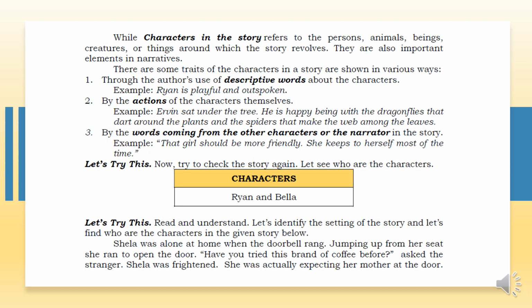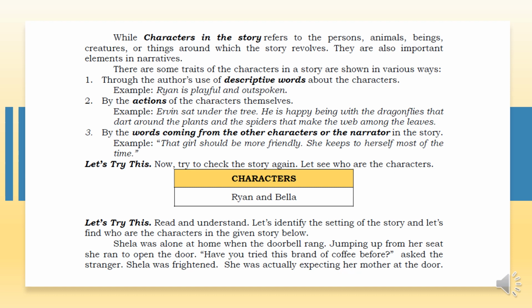Okay, next. While characters in the story refers to the persons, animals, beings, creatures, or things around which the story revolves, they are also important elements in narratives. There are some traits of the characters in a story that are shown in various ways. So let's see. First, through the author's use of descriptive words about the characters. Example, Ryan is playful and outspoken. The two descriptive words or the adjectives in the sentence are playful and outspoken.